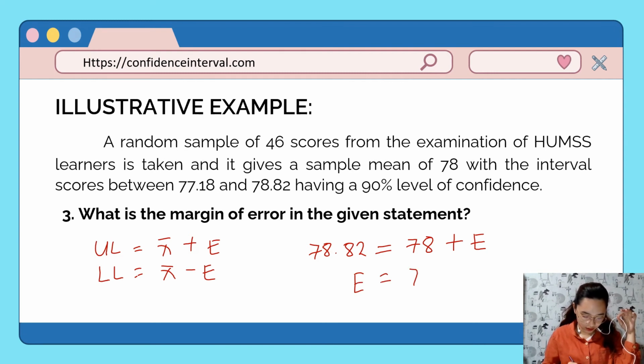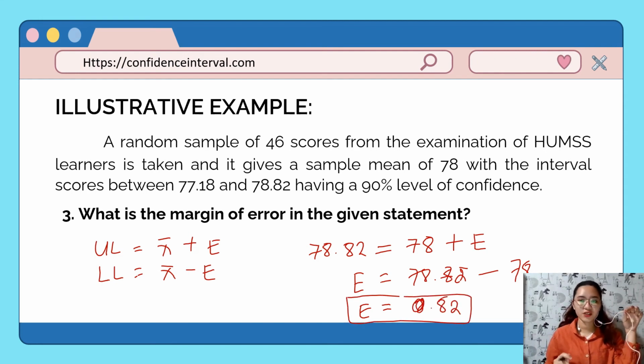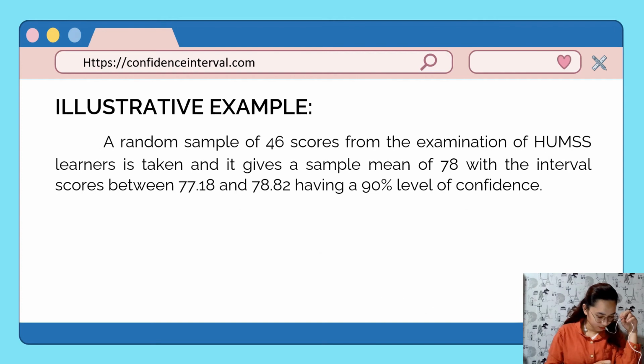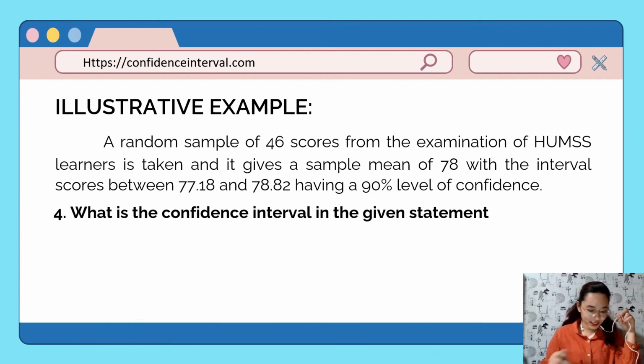Ngayon, to get the margin of error, i-minus lang natin yung ating sample mean sa 78.82. Ayan po siya. So, that will be equal to 0.82. Okay, so yan na po yung ating margin of error. Kung yung lower limit naman ng formula gusto mong gamitin, okay lang din po. Bali, ang mangyayari dyan, 78 minus 77.18. Ay, next question na pala.